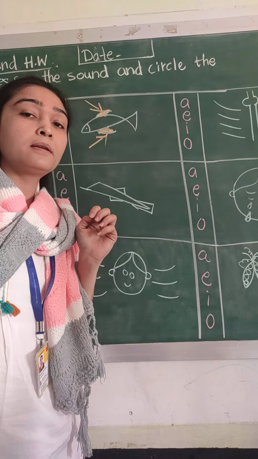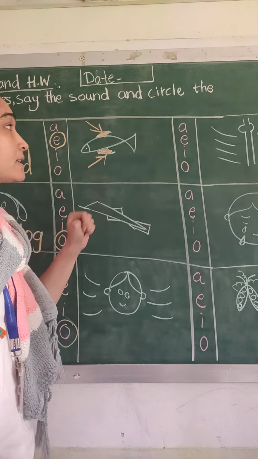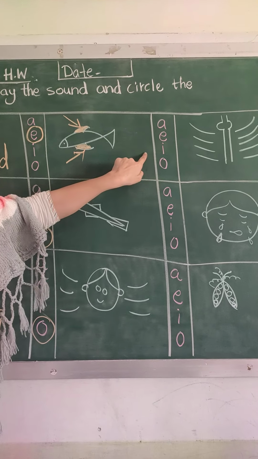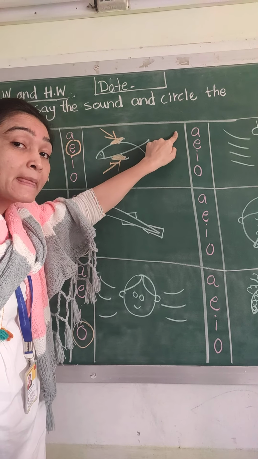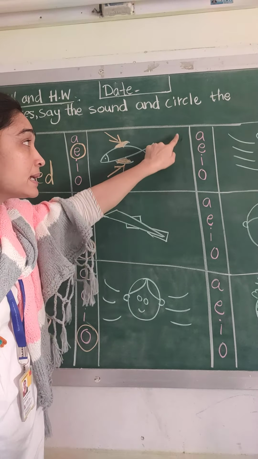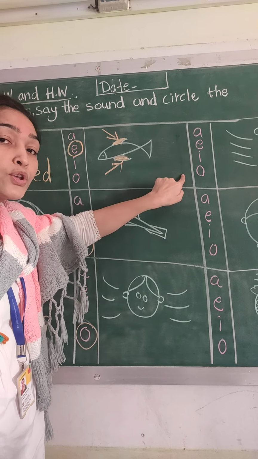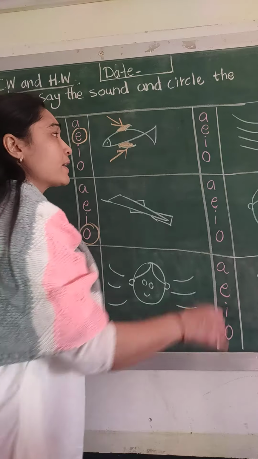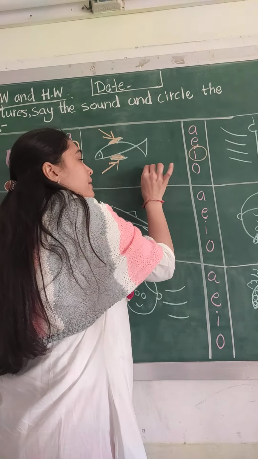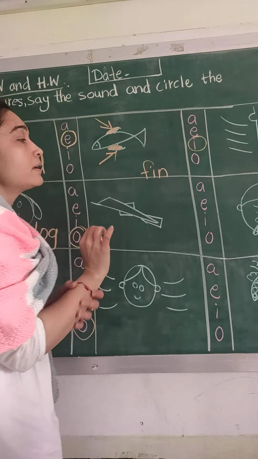It. It is which vowel? O, I, E or A? Which vowel, children? A, E, I, O, U. It is the sound of letter I. Vowel I. In. Fin. It.